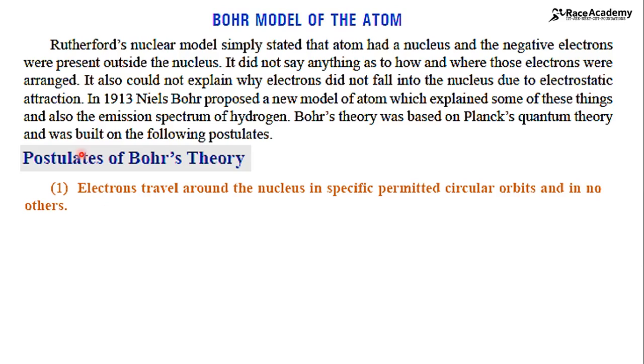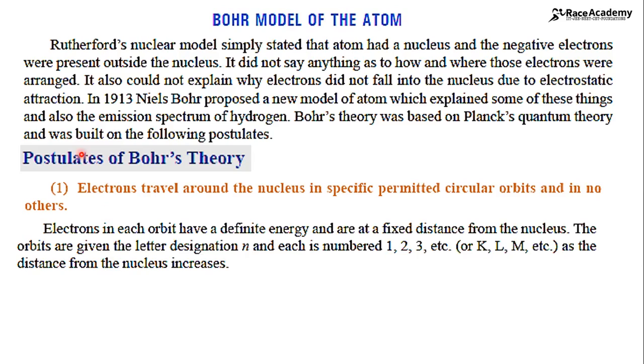These specific circular paths are such that electrons in each orbit have different energy and are at a fixed distance from the nucleus. The orbits are given the letter designation n, and each is numbered 1, 2, 3, etc., or K, L, M, N, etc., as the distance from the nucleus increases. So K will be closer to the nucleus, then L, then M. As the number increases, the distance from the nucleus also increases, and the energy level of the electrons increases.